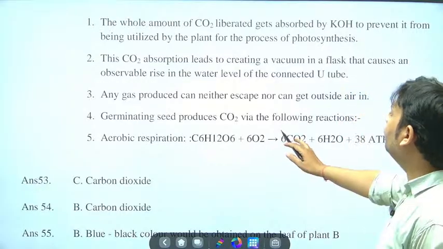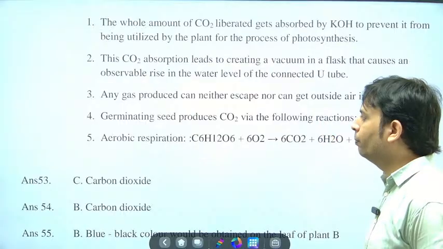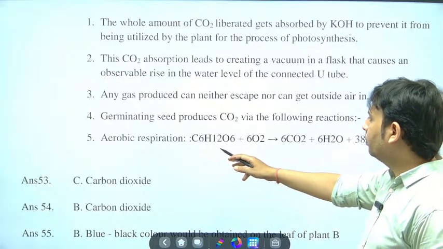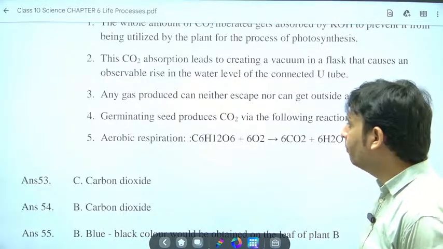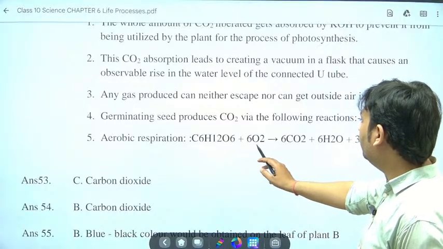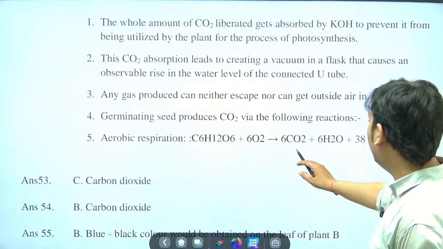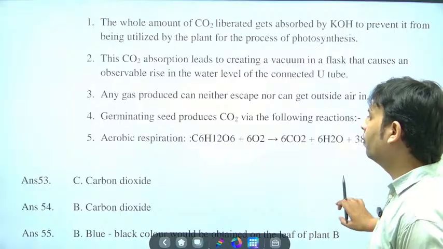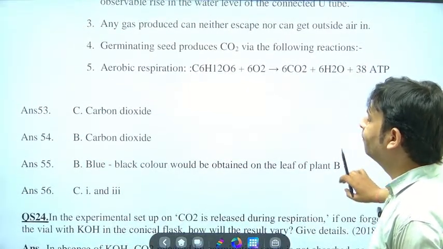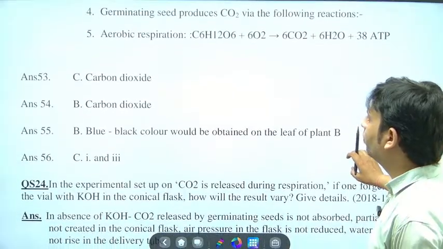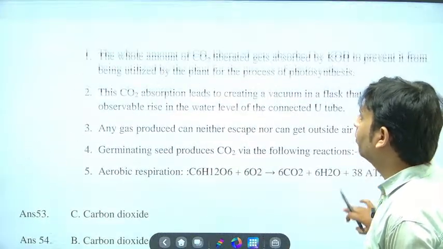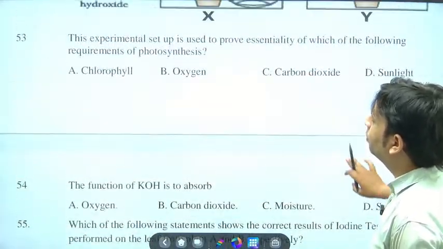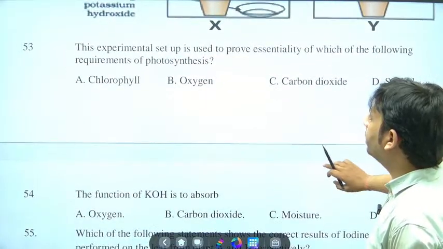Fourth, germinating seeds produce carbon dioxide via the following reaction, and that is aerobic respiration. This is carbohydrate, and it is reacting with oxygen. So we get carbon dioxide, water and ATP, 38 ATP. So the answer of this question is carbon dioxide.